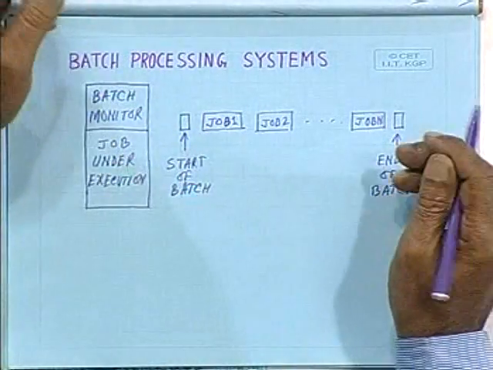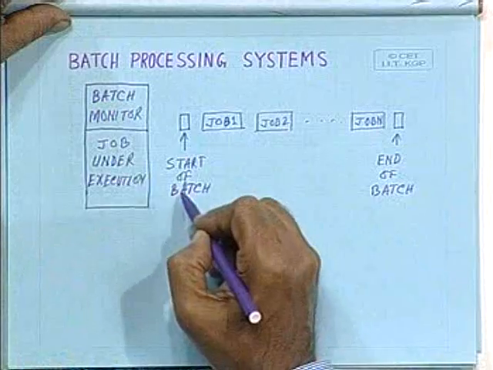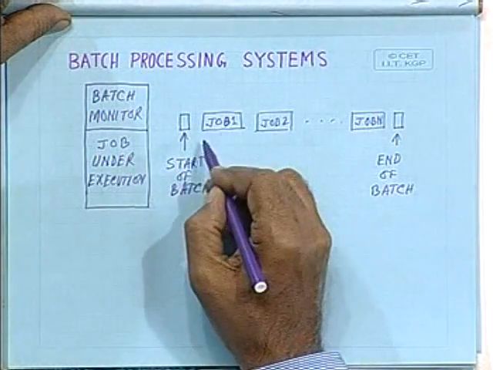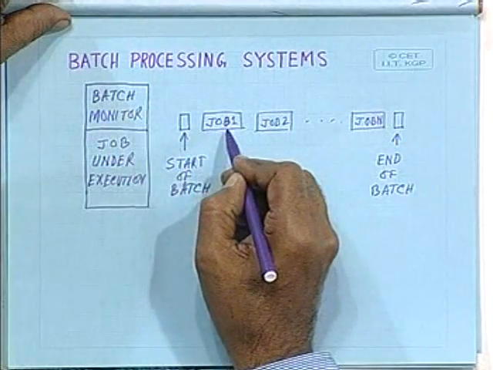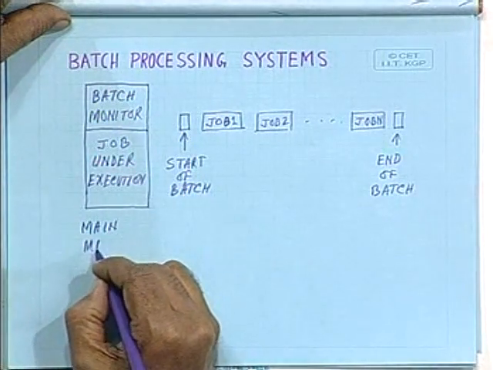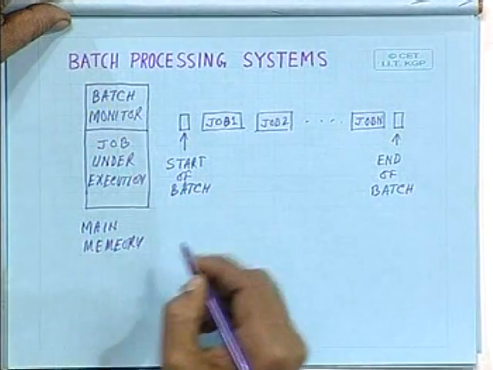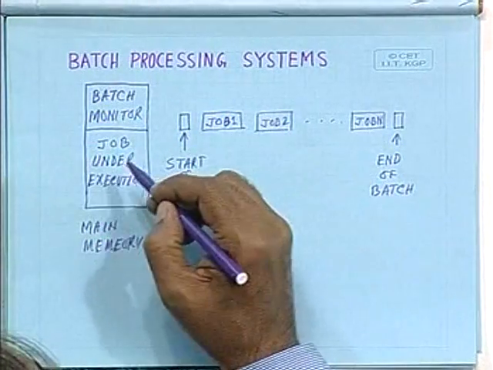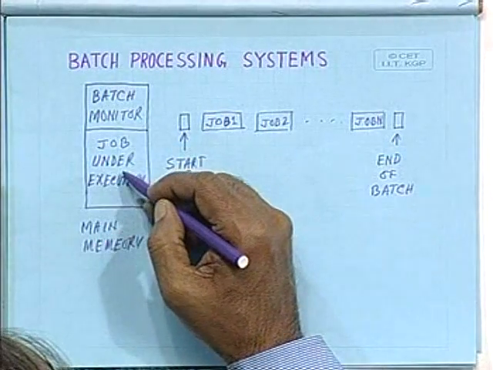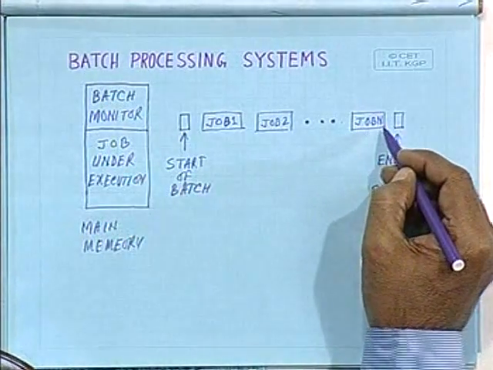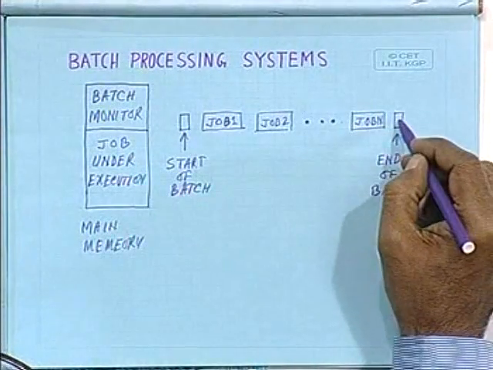So now, how is it happening? You see, after the computer encounters the start of batch punch card, the first job is loaded from the punch card machine into the main memory. This is your main memory. Then it is executed, and after execution of job 1, job 2 is loaded into the main memory, then it is executed. In this way it goes on till job n is reached, and when all the jobs are processed, we reach the end of batch card, and then we say that all the jobs have been executed.